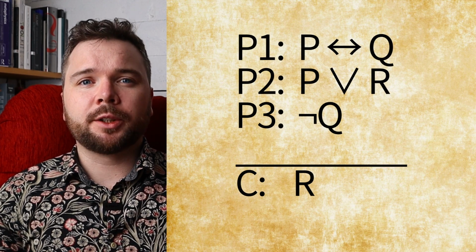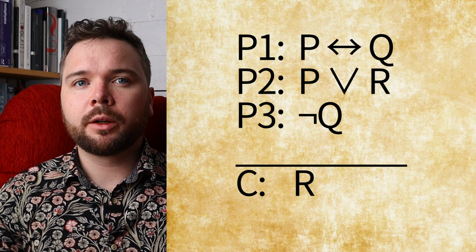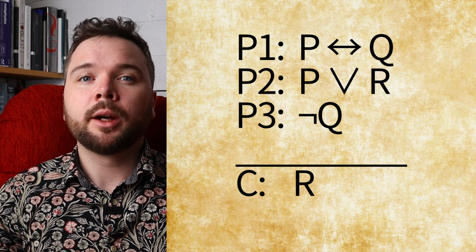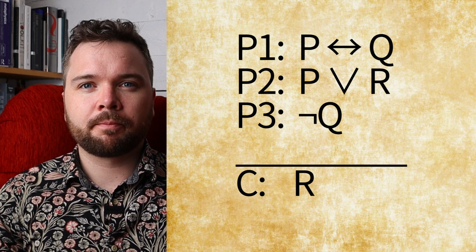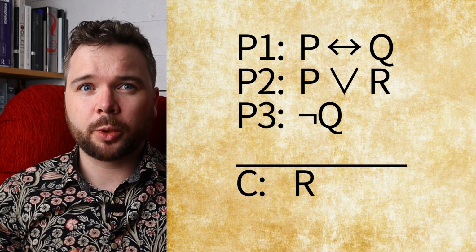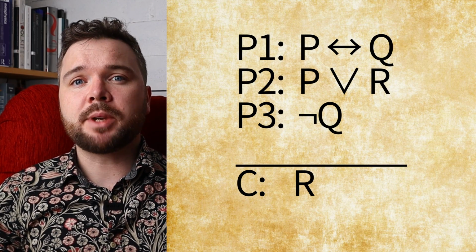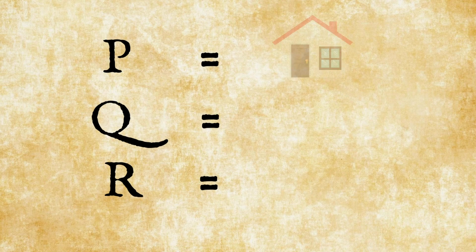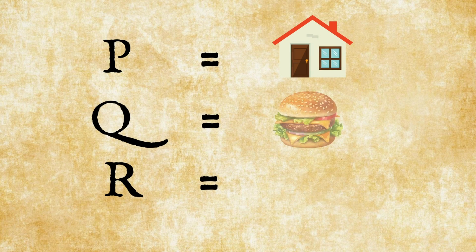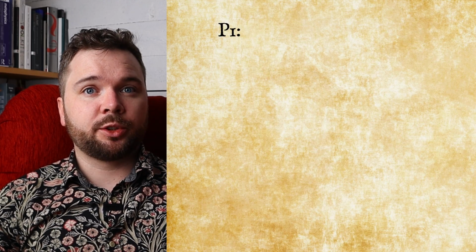P, if and only if Q. P or R. Not Q. Therefore R. Just looking at it like this is tough, but as always, let's make it a bit more concrete. Let's say that P means come over to my place, Q means I will give you a hamburger, and R means I will give you fries.